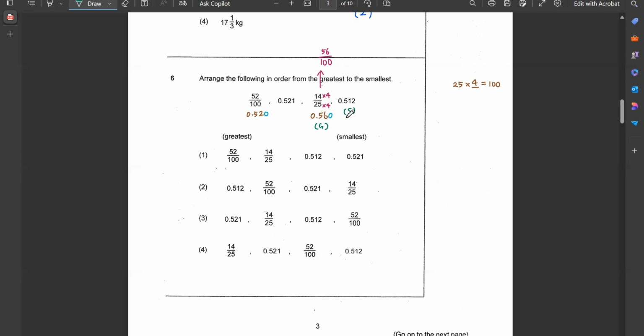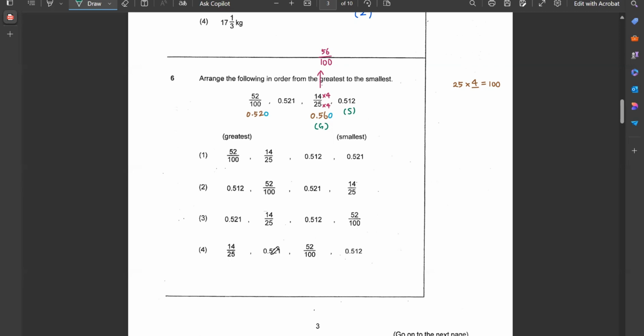Now you can go on to compare. Actually, you can compare these two also, but since this is MCQ, I get to choose my options, so never mind, I can save some time. If you see 0.512, it should be this one starting. Oh, sorry, no, this is the greatest. So the greatest is 0.560, which is 14 over 25. 14 over 25 is this option, greatest.